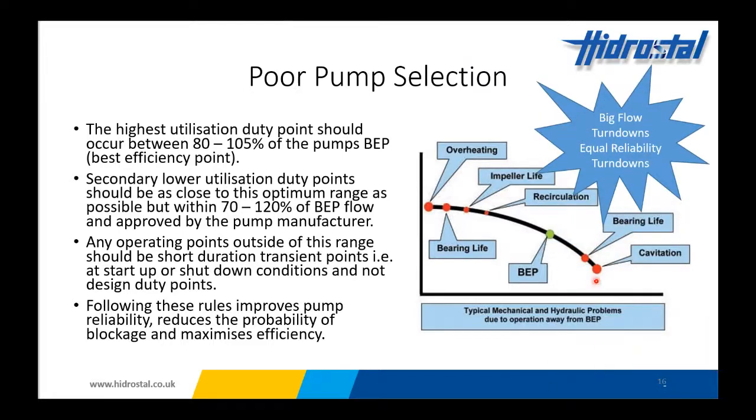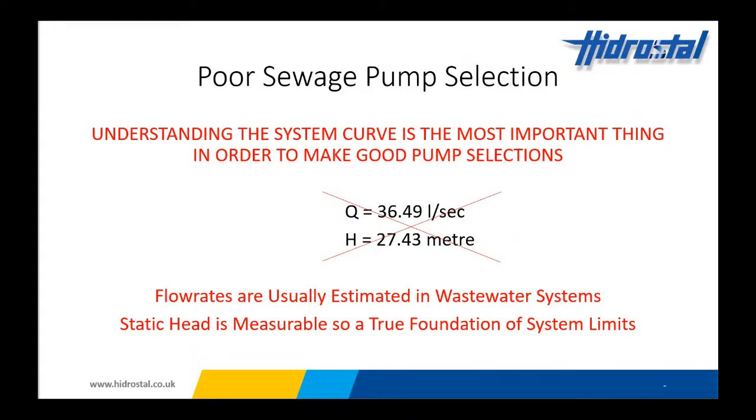I think it's important to remember that big flow turndowns equal reliability turndowns. So you can see all the things that can go wrong: overheating, bearing life, cavitation at the other end. These kind of things happen when you're trying to stretch the field of operation a bit too wide. If the turndown is too large, the reliability will go down. Also, on pump selection, it's really important to understand the system curve. This is vital. Flow rate is usually an estimate in wastewater, so obsessing over two decimal places on the flow may not yield good results, whereas obsessing a bit on the static head, which is a measurable and a true foundation of a system curve, can give you much better results.